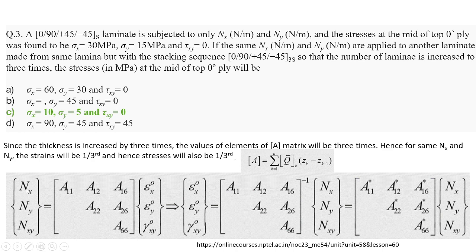And as you can see, the equation of Nx, Ny in terms of mid-surface strains. So to find the mid-surface strains, we have to invert the A matrix. So when the stacking sequence is increased 3 times, when we take the inverse of it, it will become 1 by 3. So the mid-surface strain will become 1/3 of the initial one. And if strain is becoming 1/3, then the stress will also become 1/3. So as here given sigma x as 30, 1/3 of it will be the answer, that is sigma x will be 10. The sigma y will be 15 divided by 3, that is 5, and tau xy will be 0. So this is the answer.